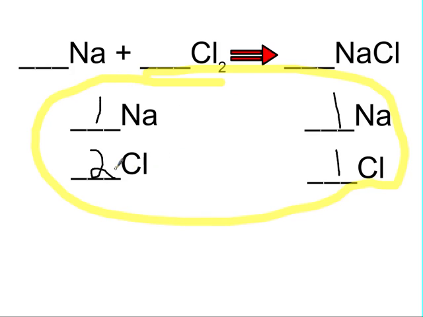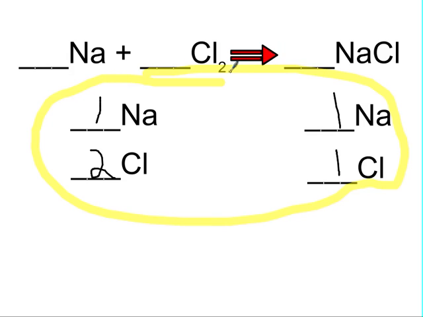But my chlorines, I have 2 chlorines, but only 1 chlorine over here. So I'm not balanced. I need to change that. I need my chlorines to match up and my sodiums to match up. And right now I only have sodiums matching up. Okay, so let's see. Looking at this, I realize that I can change, and here's where some rules come in.